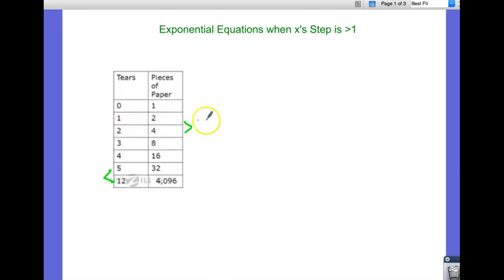Well, since the step is 1, I can just worry about what I multiplied to get from here to here. So I can ask myself, 2 times what is 4? Then you can just divide both sides by 2, and x is clearly 2. So the growth factor is 2 here.